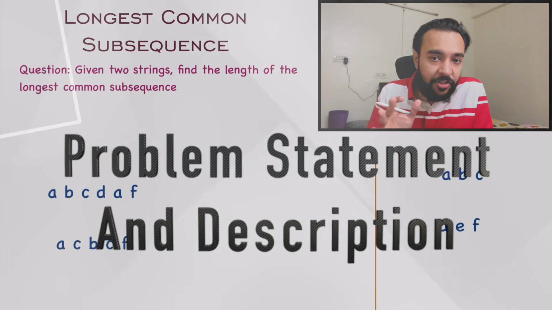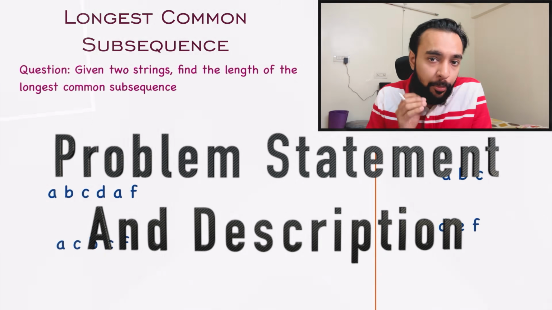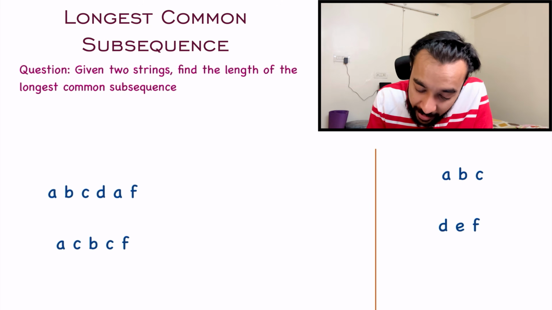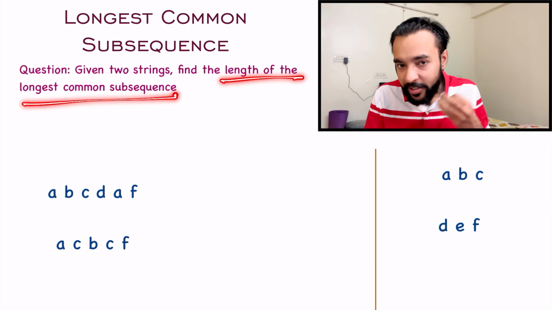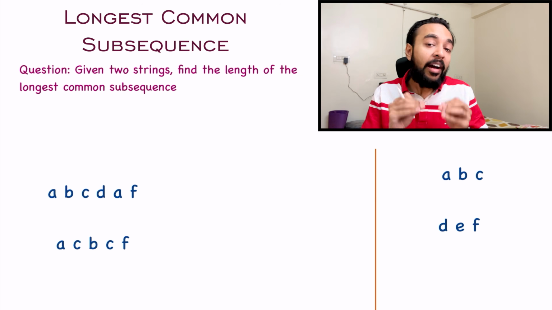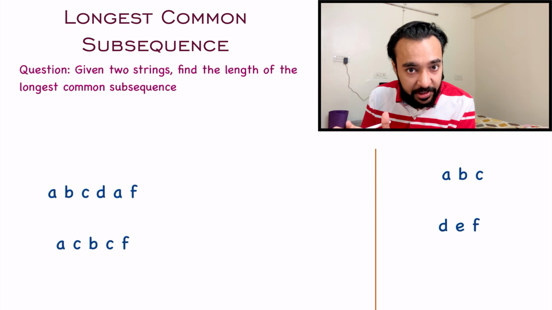First of all, let's try to make sure that you're understanding the problem statement correctly. In this problem, you are given two strings and you have to find the length of the longest common subsequence. It is pretty straightforward, right? But you have to understand what is actually a subsequence.